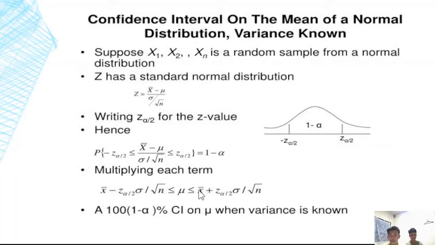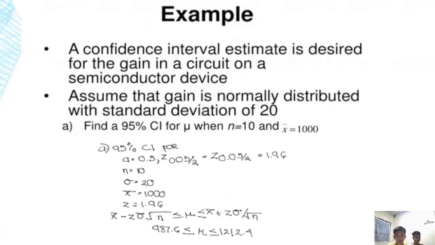Multiplying each term, mu is greater than or equal to x bar minus z sub alpha over 2 times sigma over square root of n, and mu is less than or equal to x bar plus z sub alpha over 2 times sigma over square root of n. This is a 100 times 1 minus alpha percent confidence interval on mu when variance is known.